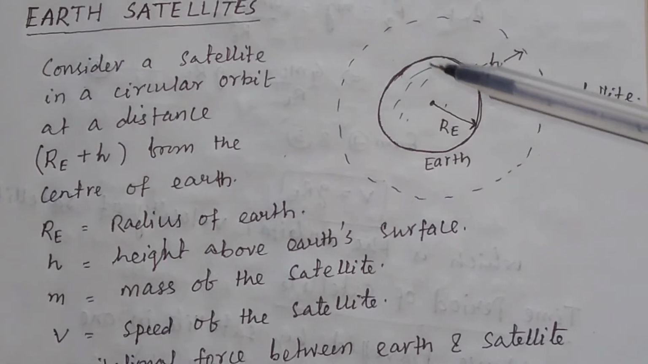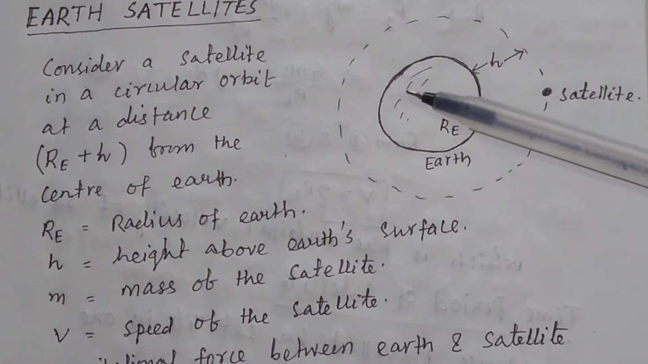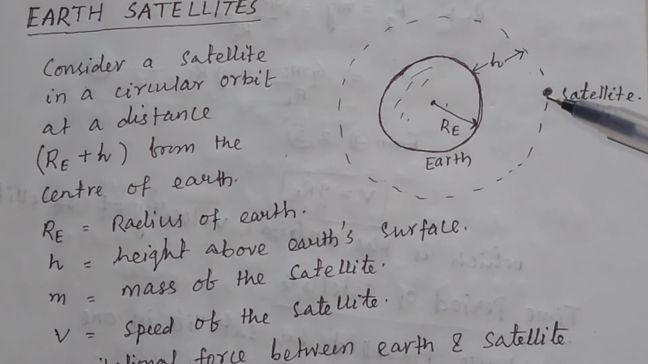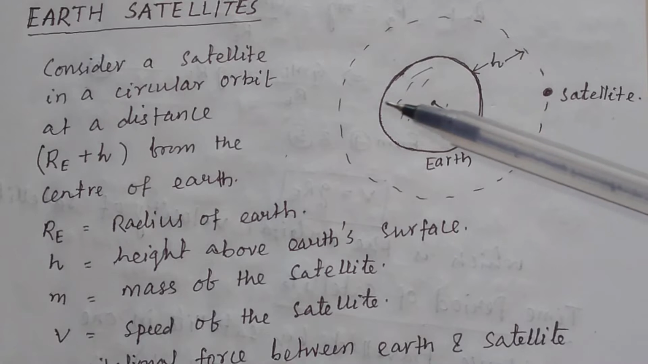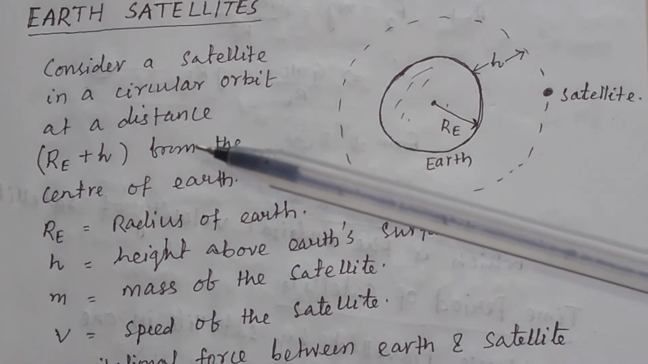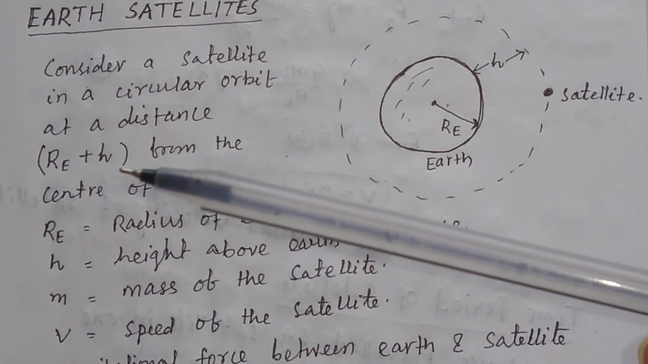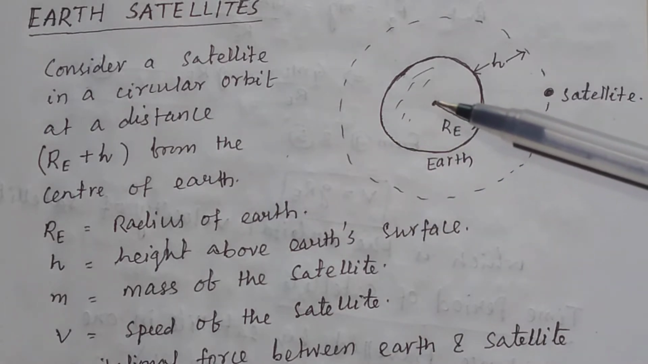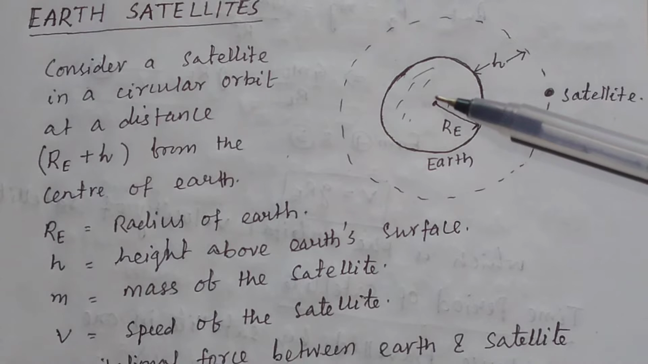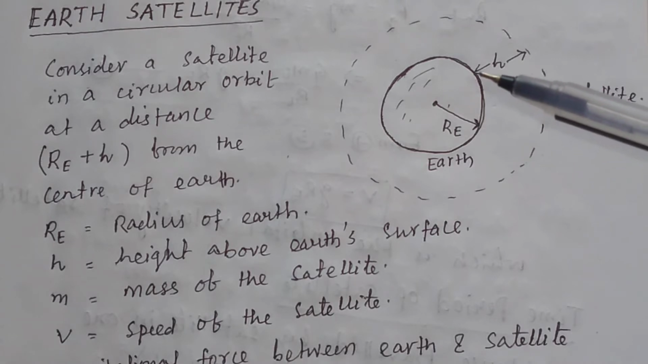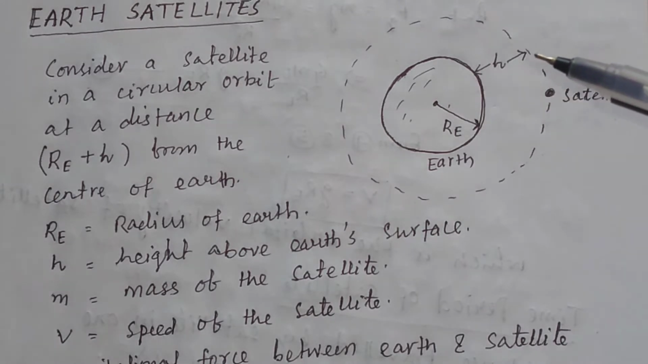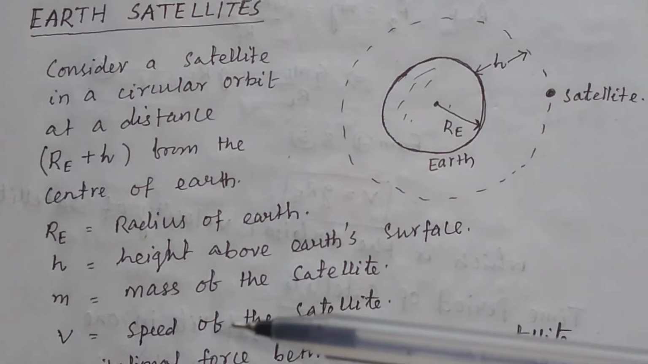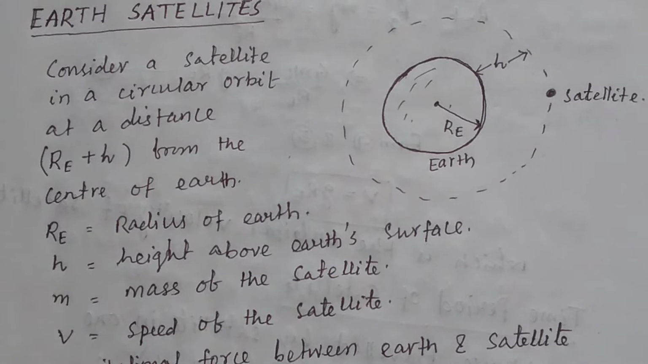In this video, we'll discuss Earth satellites. Suppose this is your Earth and this is your satellite. Consider a satellite in a circular orbit at a distance RE plus H from the center of the Earth. This is the center of Earth, the radius of Earth is RE, H is the height above the surface of Earth, M is the mass of the satellite, and V is the speed of the satellite.